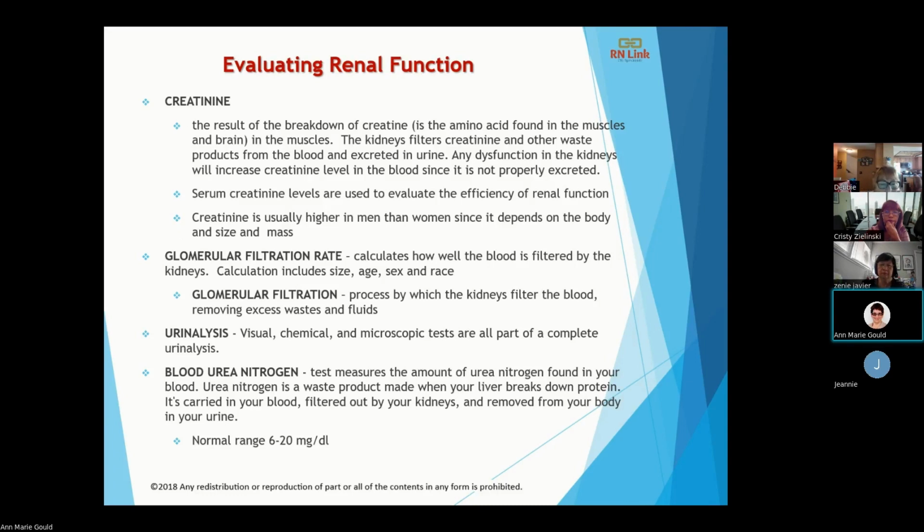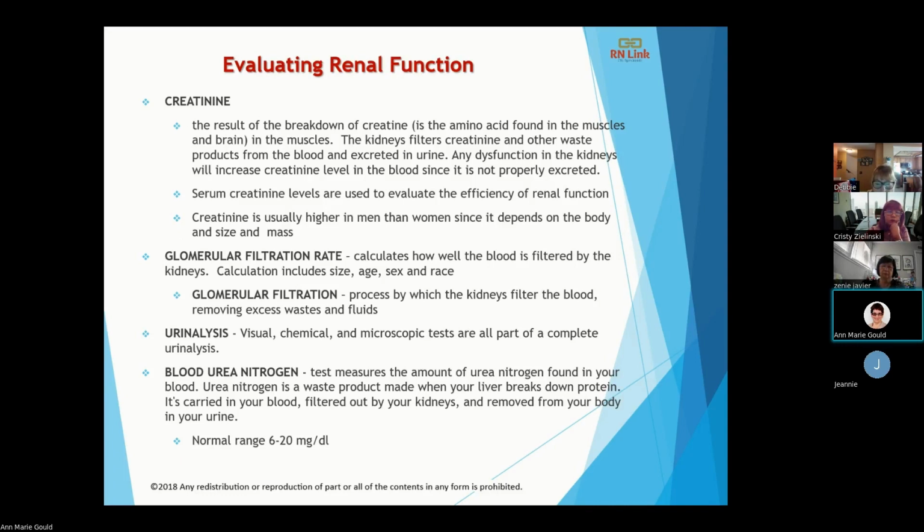When it comes to the other testing, the GFR, the glomerular filtration rate, GFR, that's all I'm going to say. This calculates how well the blood is filtered through the kidneys. But this calculation is also based on size, age, sex, and race. So race plays a big role. And your glomerular filtration is a process by which the kidneys filter the blood and remove the excess waste and fluid out of the body.